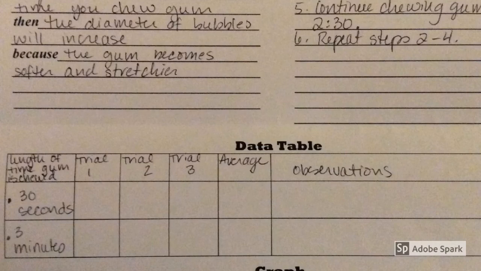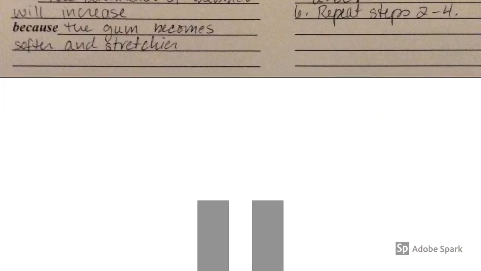Across the top, add trials, average, and observations. In our balloon and skewer experiment, for trials, we will talk about groups. Pause the video and set up the data table for the balloon and skewer experiment.